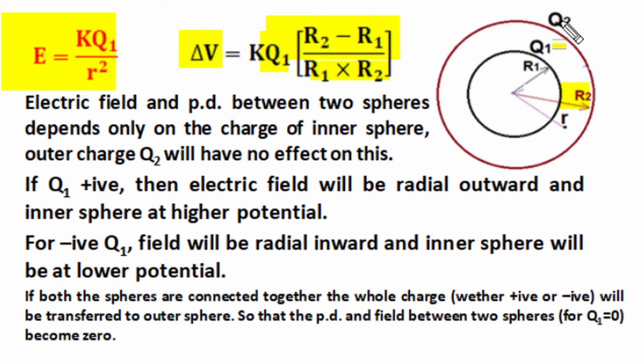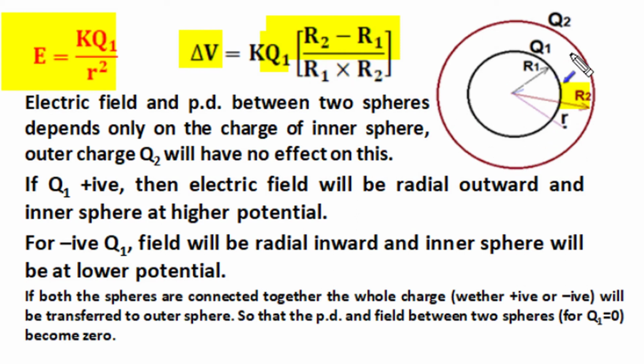charge of outer sphere. And if q1 is positive, then electric field of positive charge sphere is radial outward as shown by red arrows, and electric field is directed from high potential to low potential. So inner sphere gets high potential, and potential difference between the two depends upon charge of inner sphere.